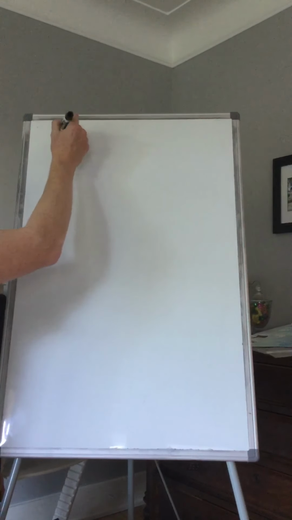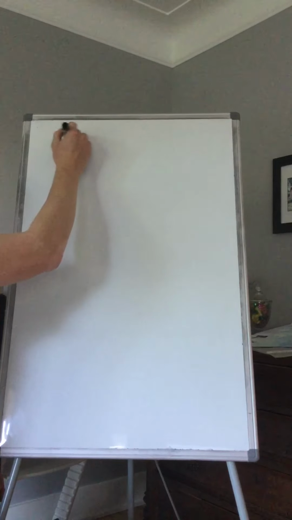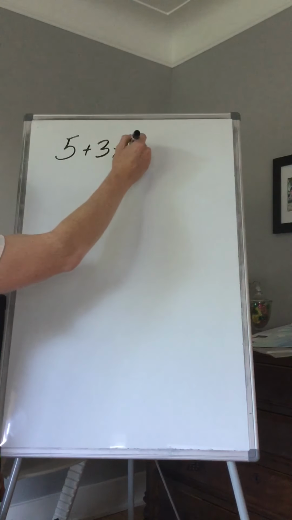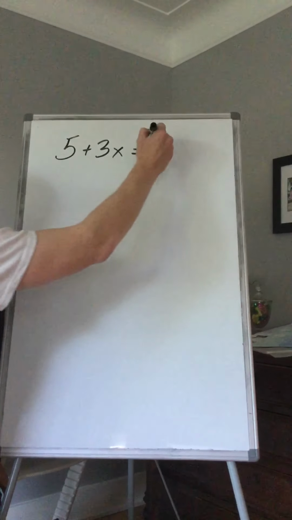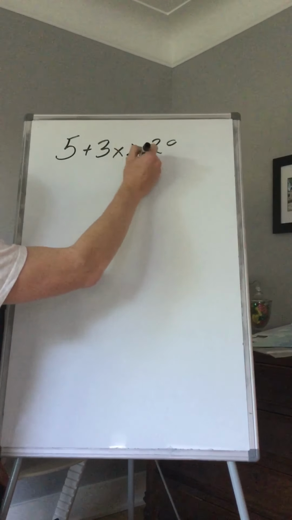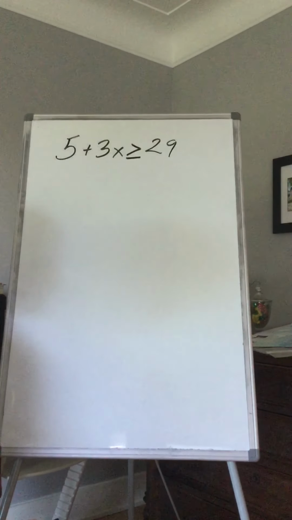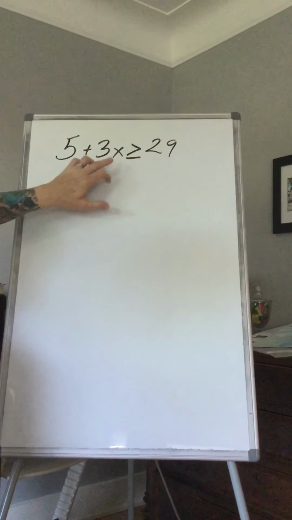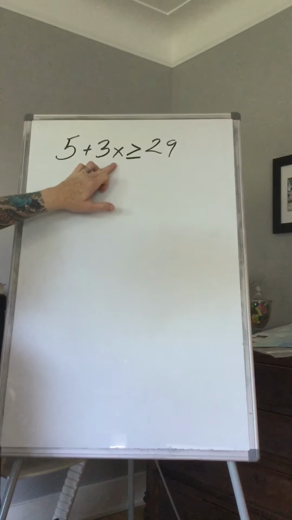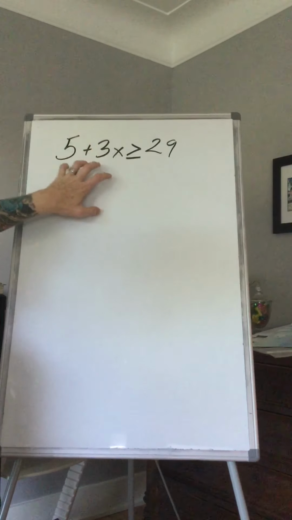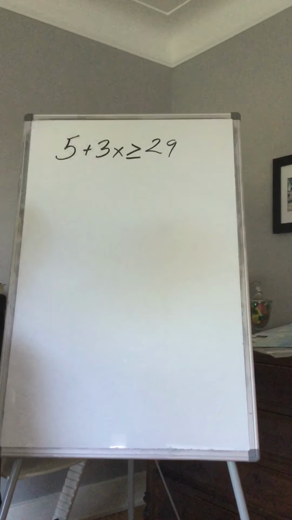Then there are other scenarios where you will see something like this, where it might be like 5 plus 3x is greater than or equal to 29. So this side it could be 29 or it has to be greater. So we're trying to find what numbers x could be that we plug in and do the operations. This will be 29 and greater.